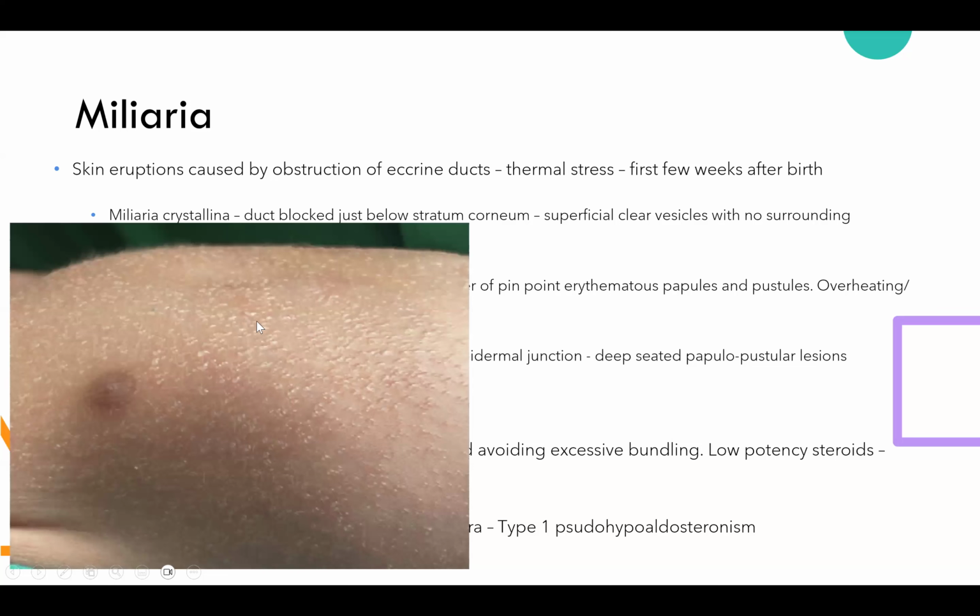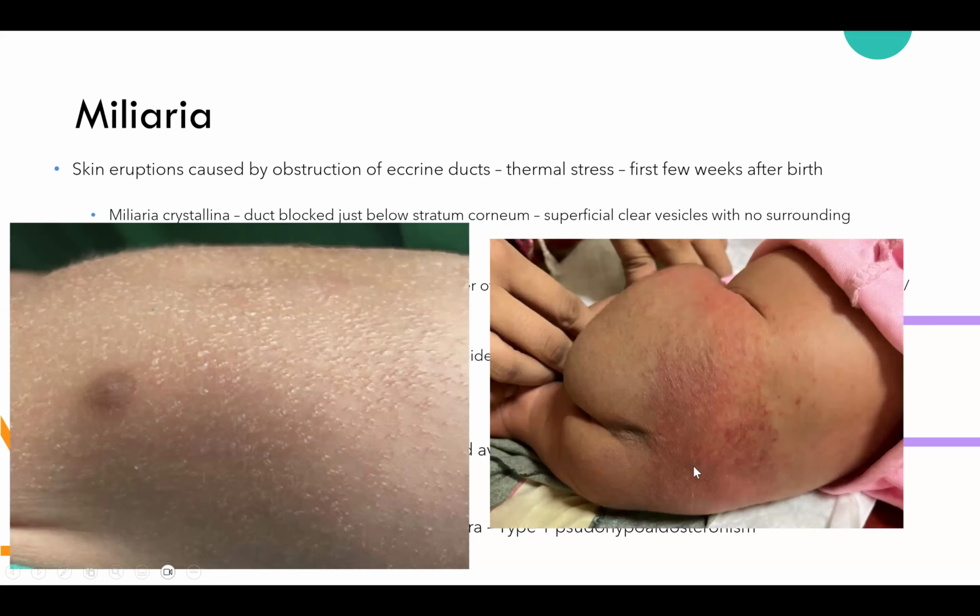So this is a picture of miliaria crystallina. It appears as clear vesicles without any erythema at the base. The babies will not have any itching, and this will rapidly disappear in 1 to 2 days without any management, just with cooling measures.